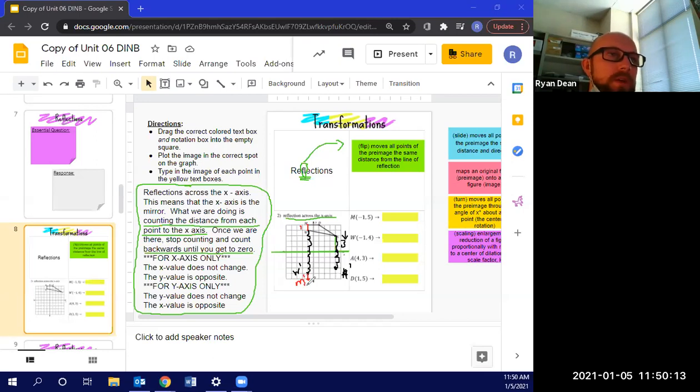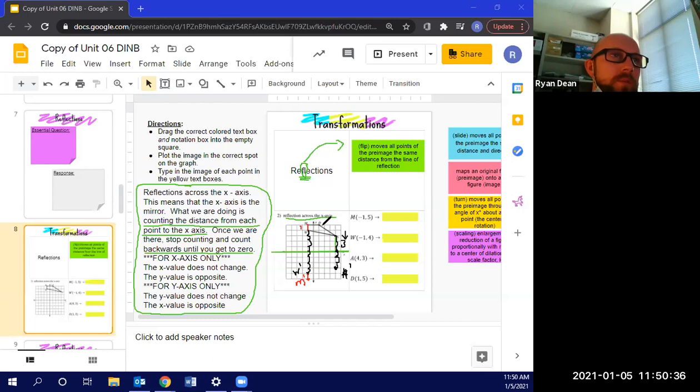Okay, it saves you a little bit of time. It's a little bit quicker, but it's still the exact same distance. So if you wanted to count to verify, you could. M is 1, 2, 3, 4, 5, and then 5, 4, 3, 2, 1, 0.